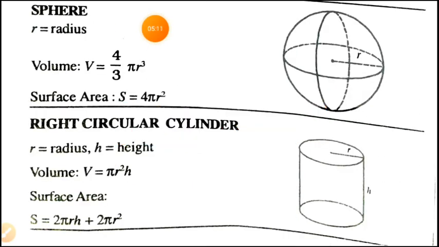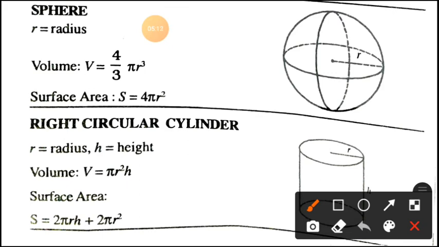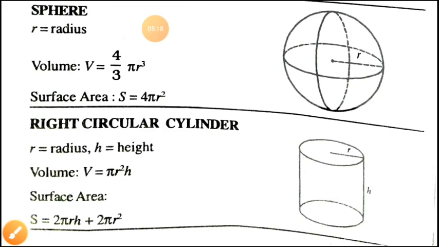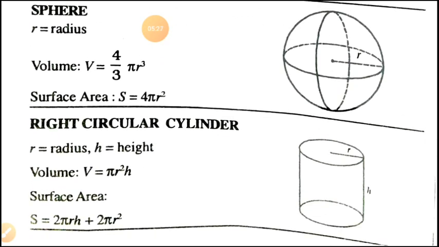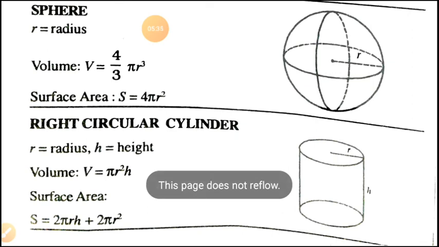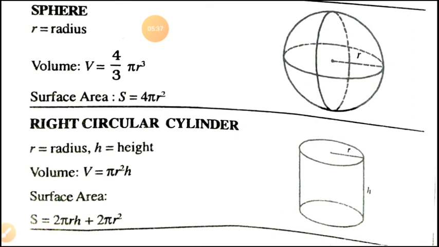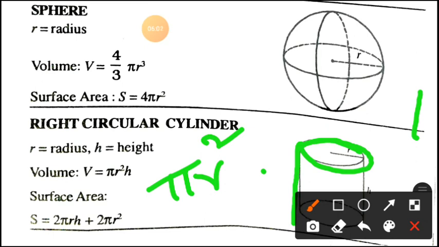Next, cylinder, right circular cylinder or just cylinder. Here R is the radius. It has a circular shape in the middle and it has some height. Here R is the radius and H is the height. Volume V is equal to pi R square H. If we multiply the area of the circle with the height, we get the volume of a cylinder.